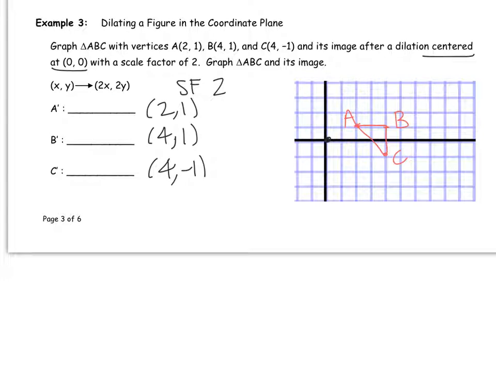So if I multiply those by 2, A prime would end up being at (4, 2). B prime would end up being at (8, 2). And C prime would end up at (8, -2). So let's go ahead and graph that. That is what the image would look like being dilated by a scale factor of 2, with the dilation being centered at the origin.